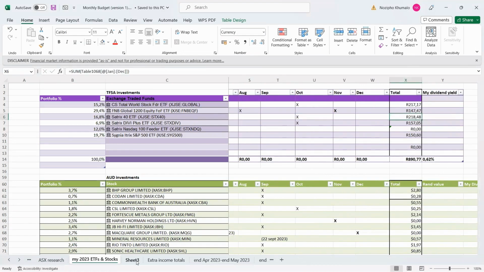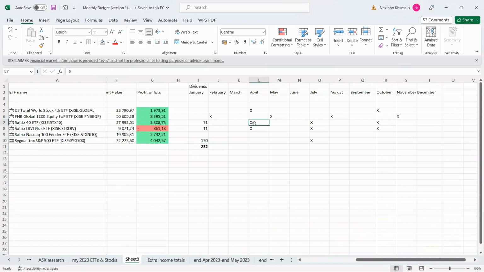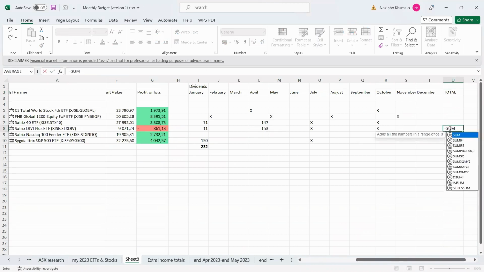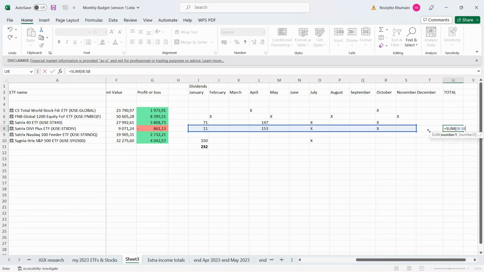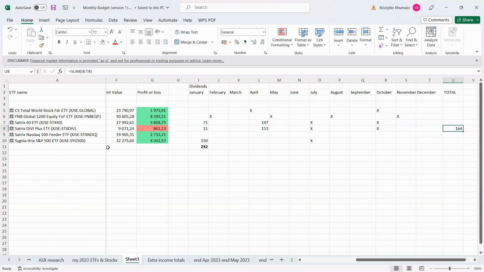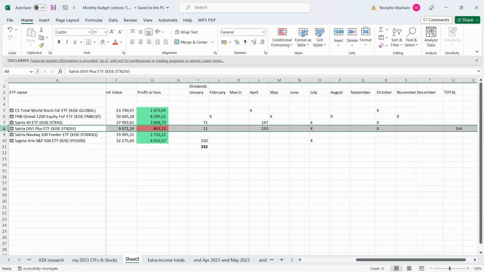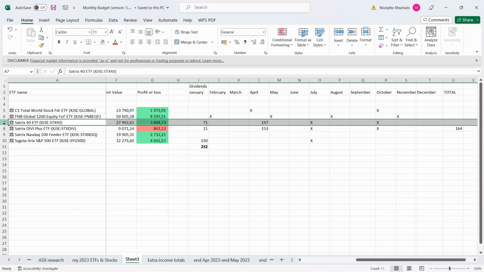Let me do that in this spreadsheet so you can understand. So Satrix in April, Satrix 40 paid 147. This one paid 153, for example. And then here I put a column right at the end that says total. Then what I'll do is I say equal sum, and then just take my mouse and drag right across to December. Enter. See, it's adding all these cells across. What I want to see is in total, how much did Satrix Divi pay me as a dividend in total? How much did Satrix 40 pay me as a dividend in total?